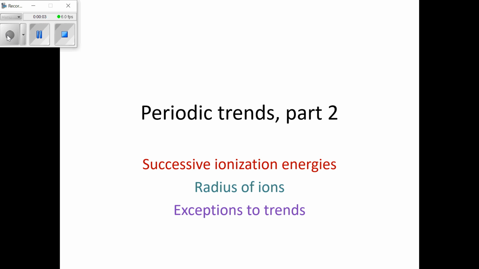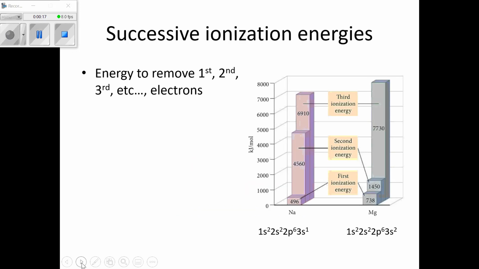Welcome. In this video, we're going to talk through some periodic trends. This is part 2 of our periodic trends series, where we're going to talk about a few topics: successive ionization energies, radius of ions, and then exceptions to some of those periodic trends that we observe.